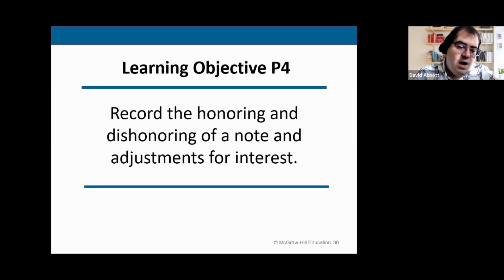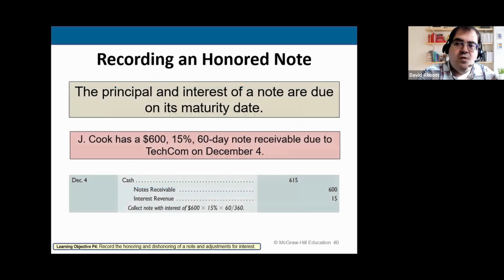Now we're going to show how we record the honoring and the dishonoring of a note and the adjustments for interest. So recording an honored note, meaning that it was paid. The principal and interest of a note is due upon its maturity date. The maker of the note usually honors the note and pays it in full. To illustrate, when J. Cook pays the note above on its due date, TechCom records the entry as shown. And remember that interest revenue, also called interest earned, is also going to be reported on the income statement.